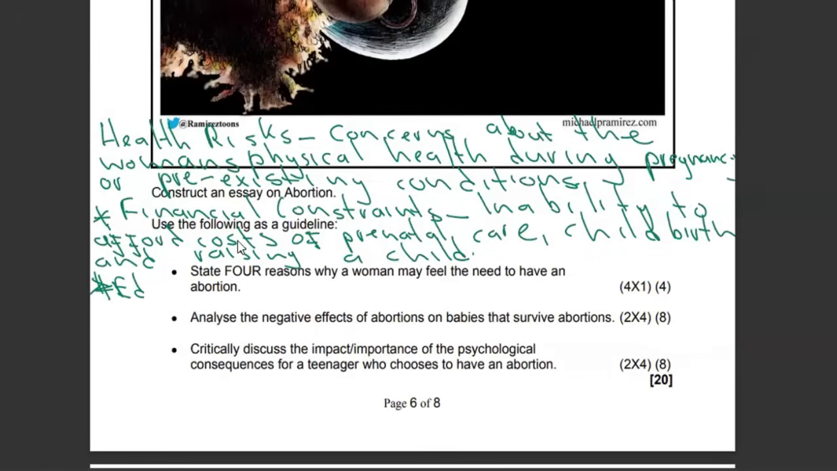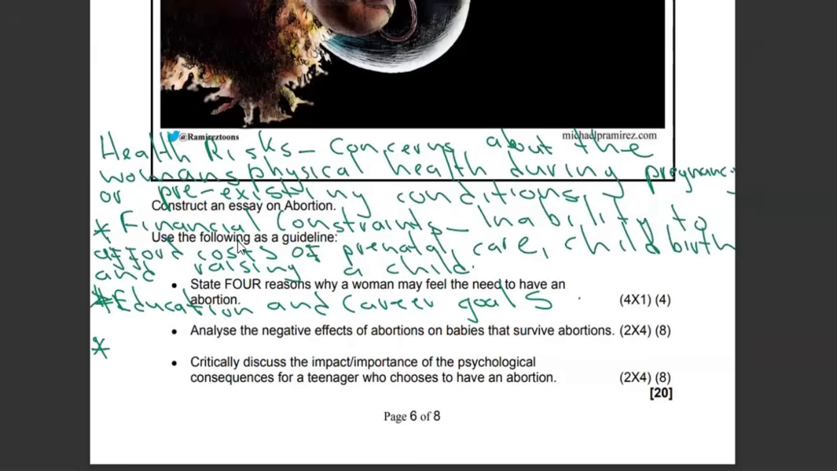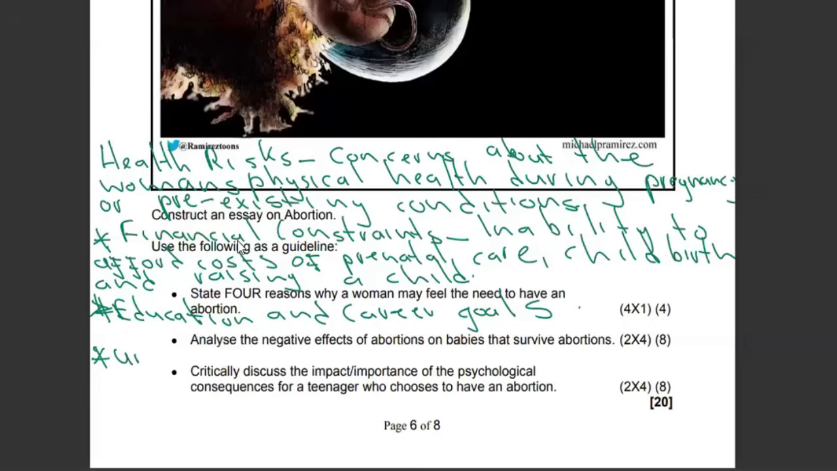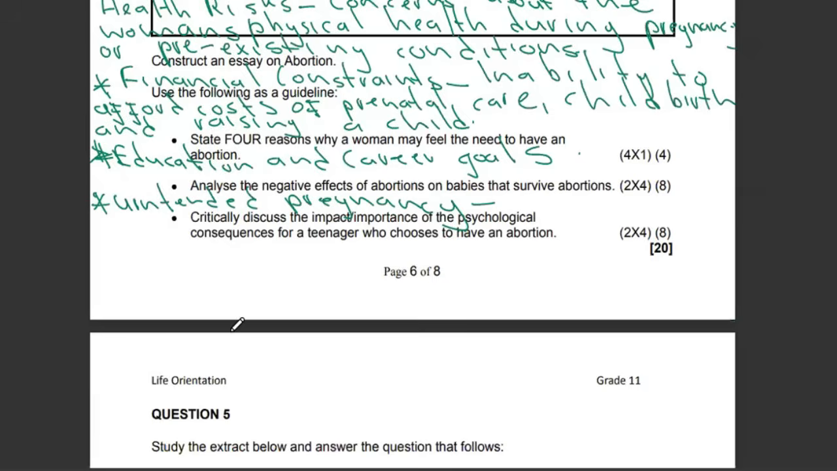Then also issues such as education. If someone is still in school, education and career goals can be another factor which results in the termination of pregnancy. Then unintended pregnancy can also be another factor. Unplanned pregnancy can also be another issue. So these are the reasons: health risk, financial constraints, education and career goals. So they might result in the termination of pregnancy.